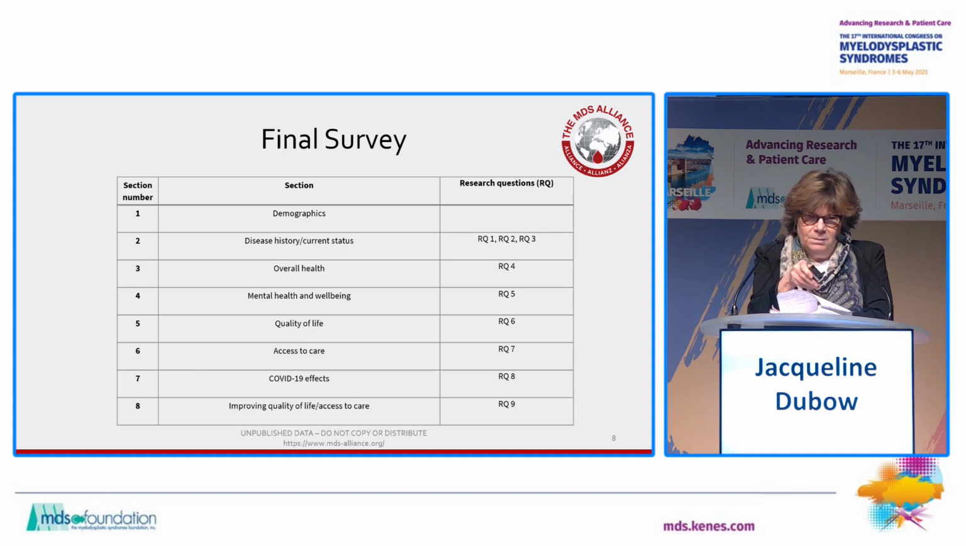So at the beginning, the usual demographics, then the disease history, the overall health status of the respondent, the mental health and well-being of the respondents, and quality of life. Quality of life was assessed through the QUALMS. We also had questions about access to care and COVID effects, and then improving quality of life and access to care.